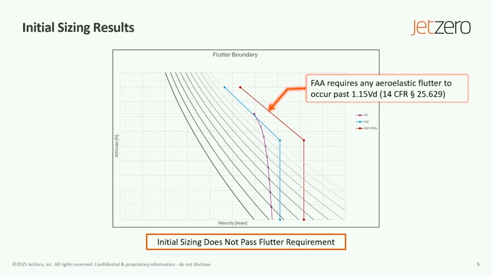And looking at our initial sizing in purple, that's our flutter speed boundary. The initial sizing from our baseline wing did not pass the flutter requirement. So what can we do? We thought, what can we do to move this purple line past the red line, but right outside of it?